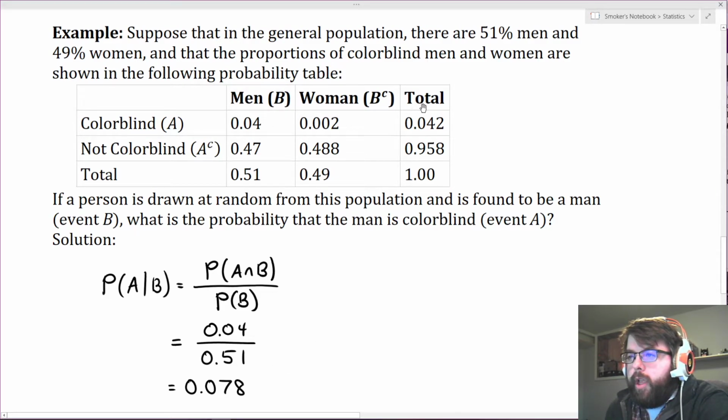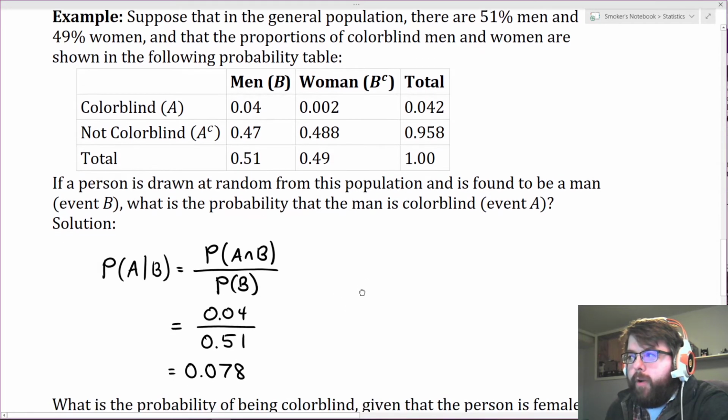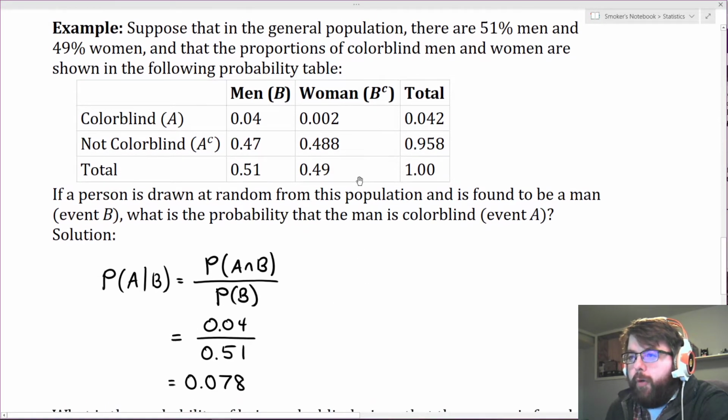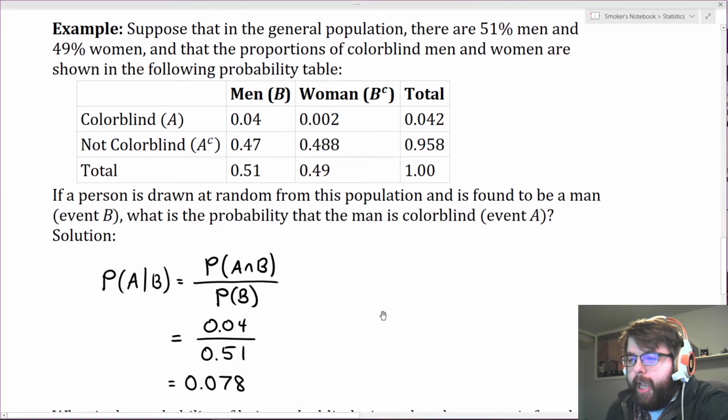For instance, let's say you're having a child. Hopefully this example works. If you're having a child and you don't know the gender, there's a different chance that that child is colorblind. There will be a 4.2% chance that that child is colorblind. Once you talk to the doctor and find out it's a male, now there's a 7.8% chance that they're colorblind.